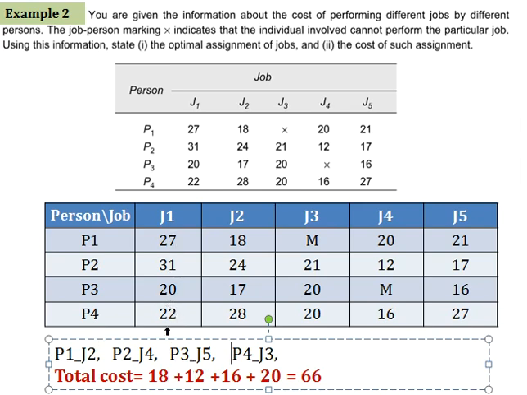That cannot be included here as P5 was a dummy row. So it means that job 1 remains unassigned. So the rest of the jobs are assigned, only J1 remains unassigned, and the total cost for the assignment of these remaining jobs is 66. Okay, and this is our final answer.